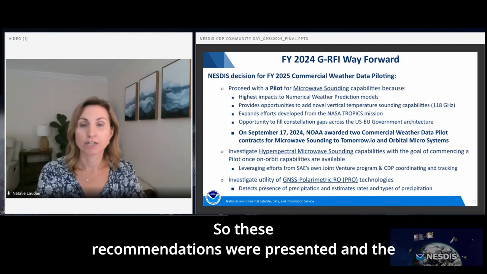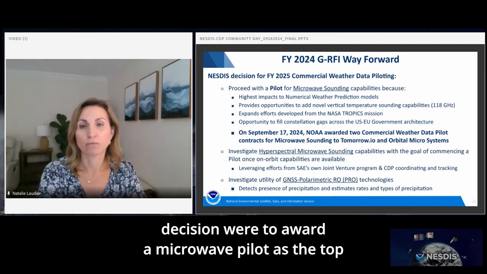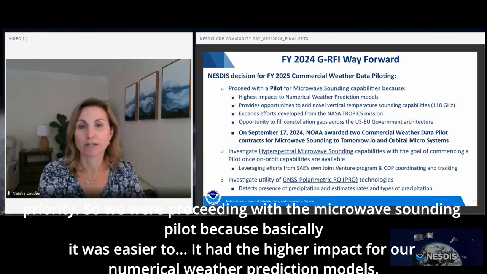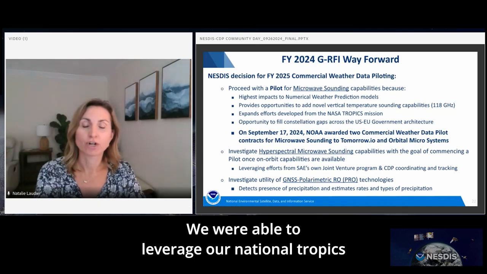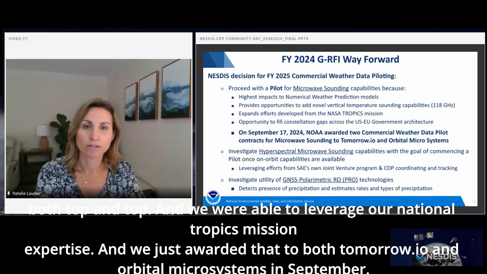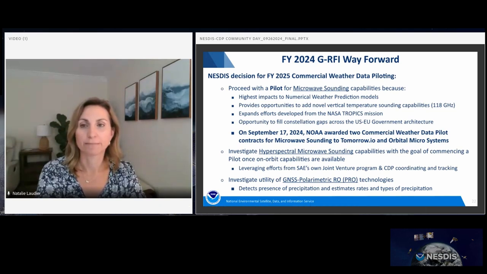So these recommendations were presented, and the decision was to award a microwave pilot as the top priority. We are proceeding with the microwave sounding pilot because it had the higher impact for our numerical weather prediction models. We were able to leverage our NASA Tropics mission expertise, and we just awarded that to both tomorrow.io and Orbital Microsystems in September.